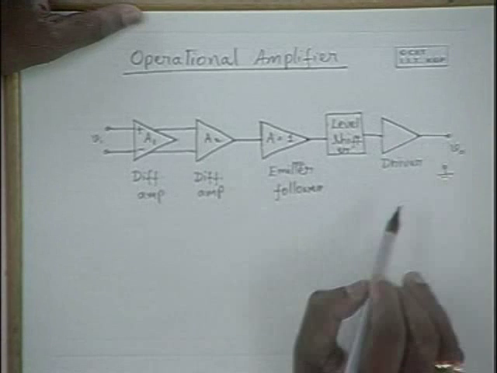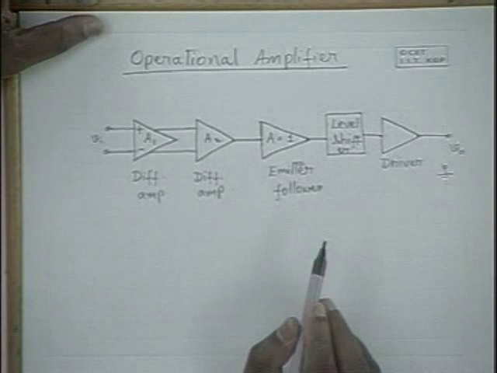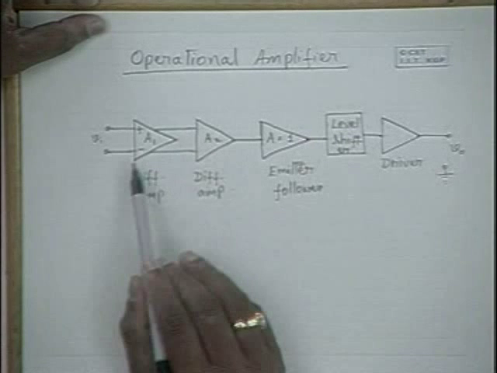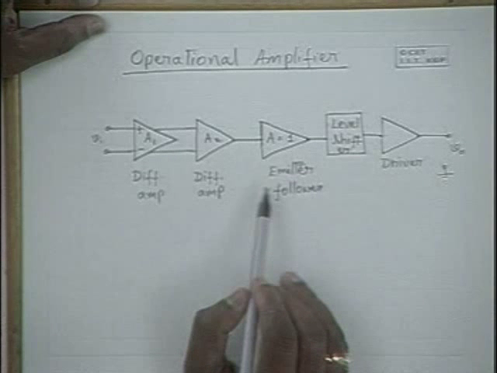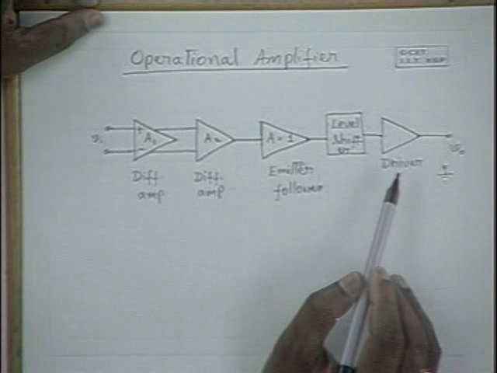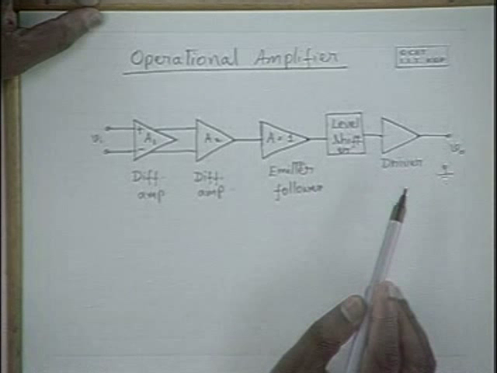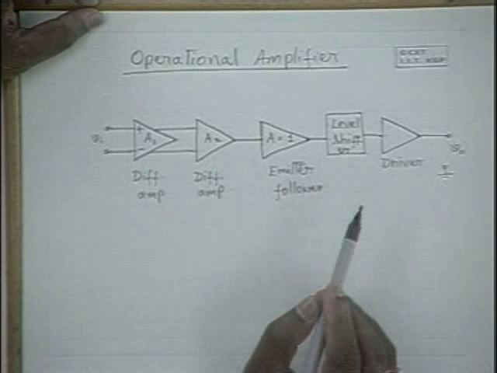So this is the block schematic of a typical operational amplifier. I repeat, it has typically two differential amplifier stages, one emitter follower, one level shifter, and a driver amplifier. So this is the block schematic.